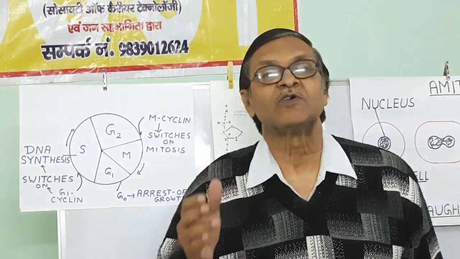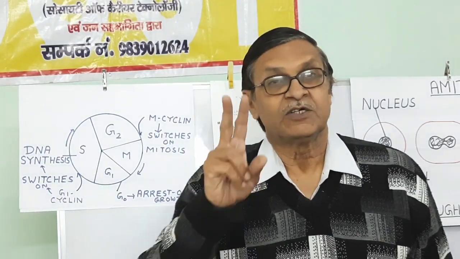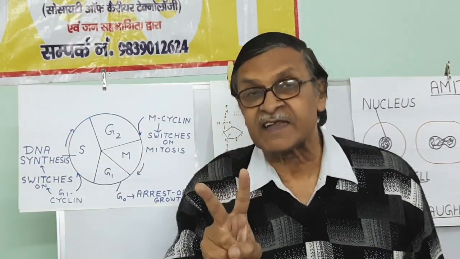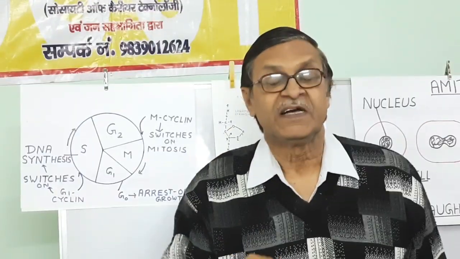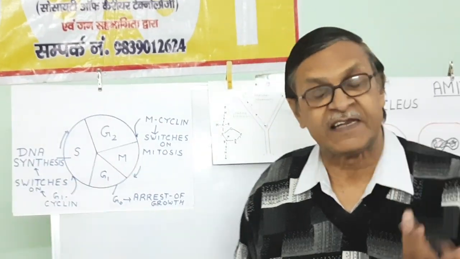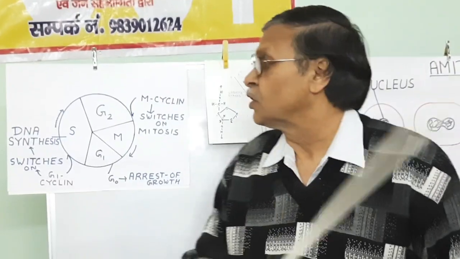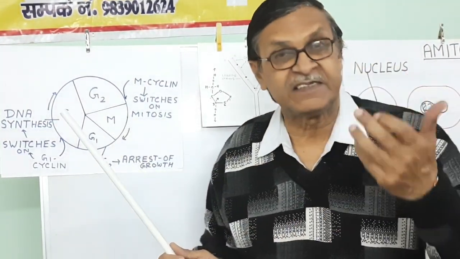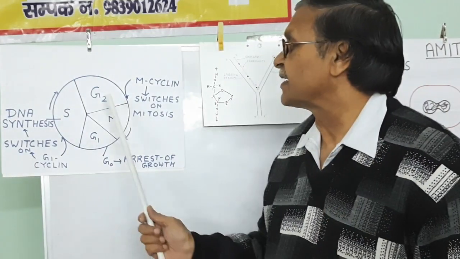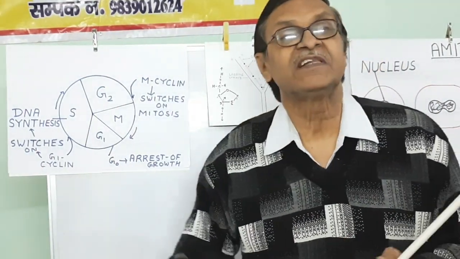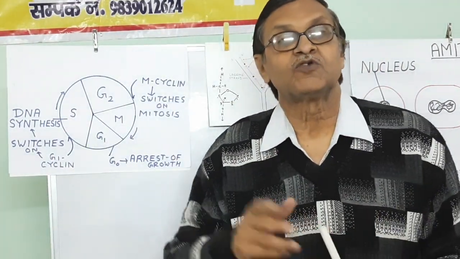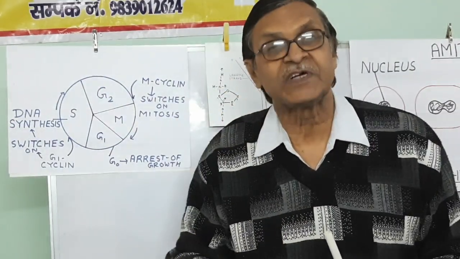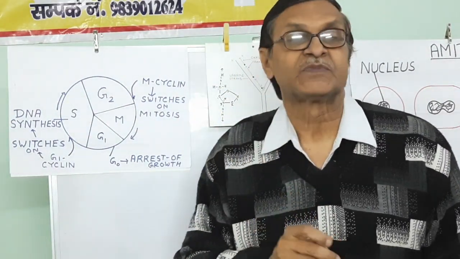Today we will talk about the cell cycle. You have to differentiate between cell cycle and cell division. Actually, in the life cycle of a cell, there are two stages. One phase is when the cell is dividing, and the second is the interphase, when the cell is not dividing. So both things taken together make the cell cycle.